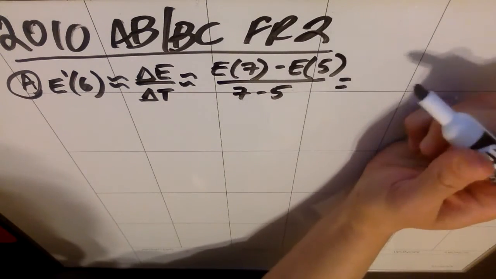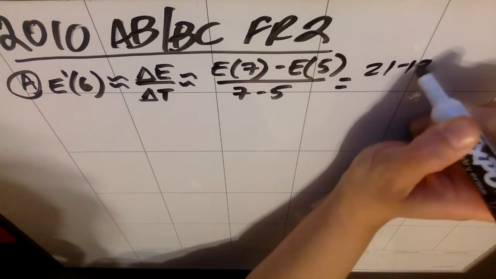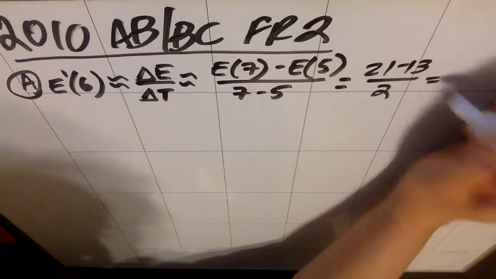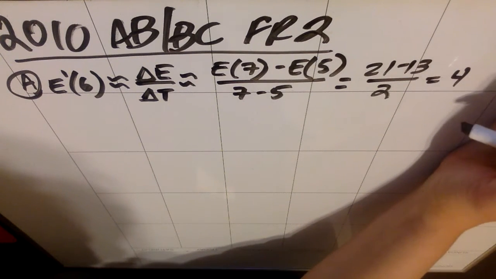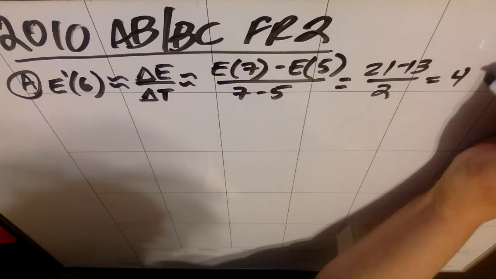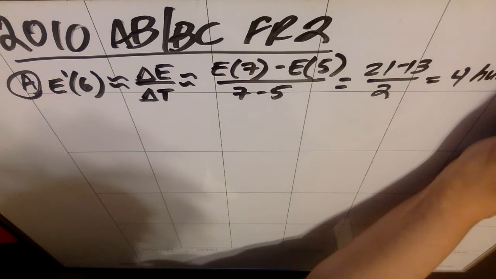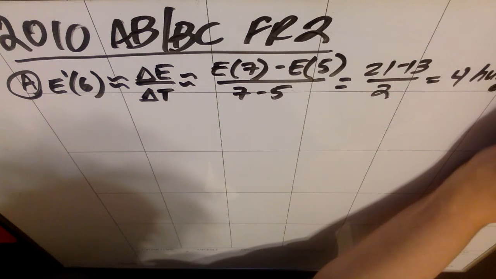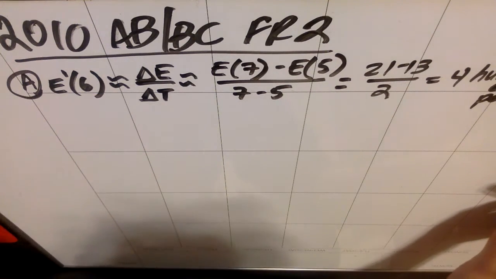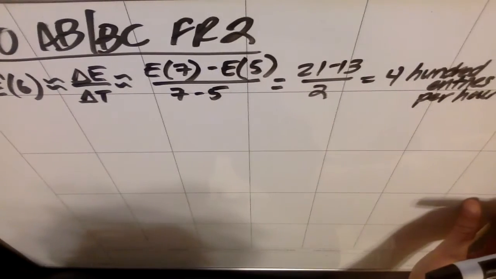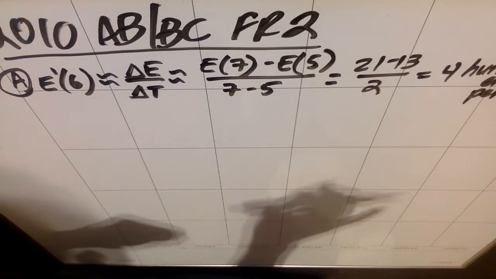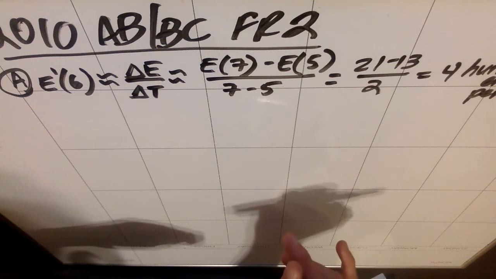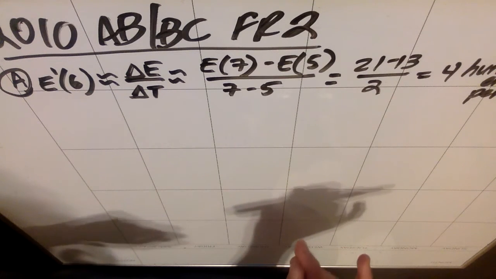So when I do that, I end up getting 21 minus 13 all over 2. So my answer ends up being 4, and then remember, it's in hundreds of entries per hour, right? So 400 entries per hour, or however you want to write that. There you go, 400 entries per hour. Again, just make sure that you don't call it just 4, right? So it's 100 entries per hour.